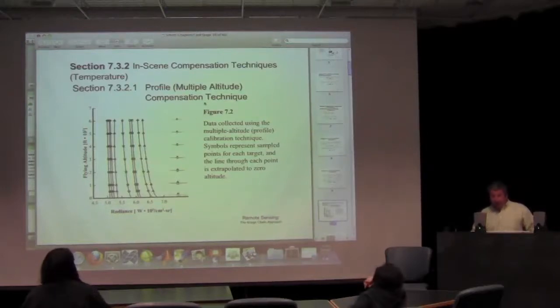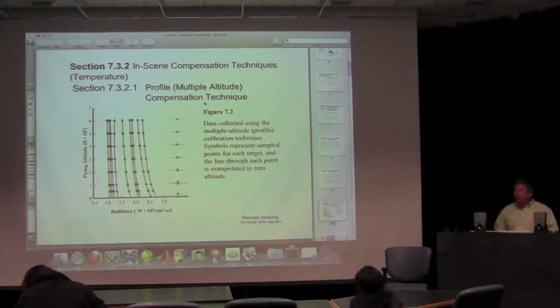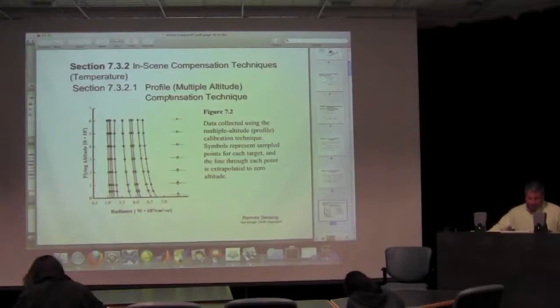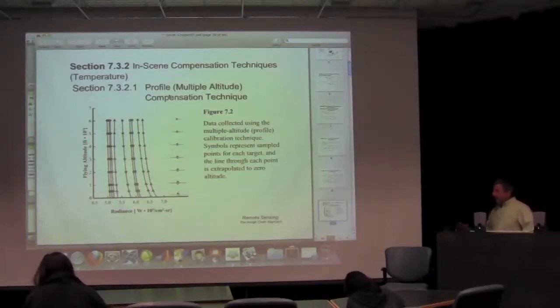So the first technique that I want to look at is an example of the multiple altitude technique, and it's something that in the literature is often referred to as the profile. Okay. And the way this proceeds is as follows.